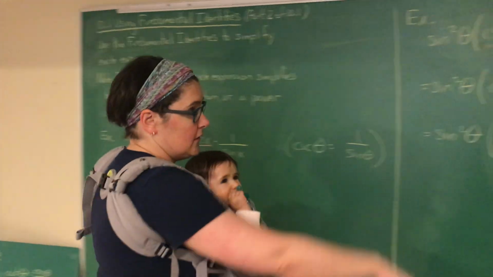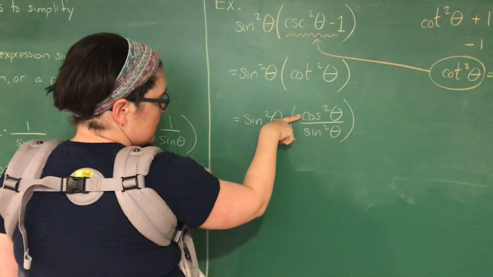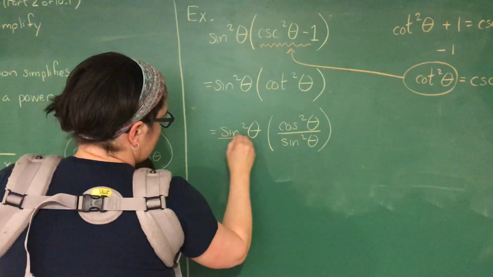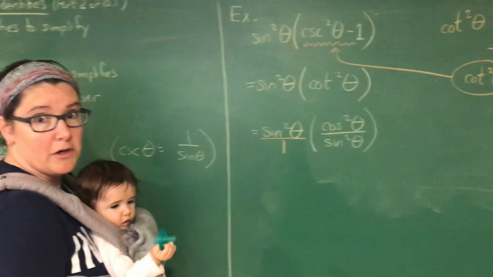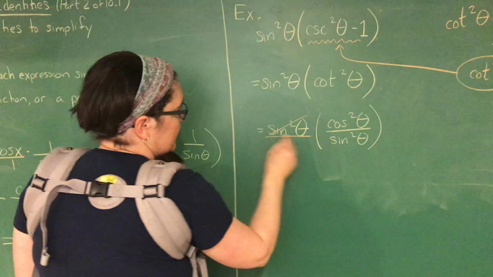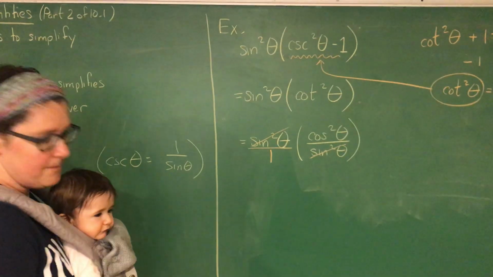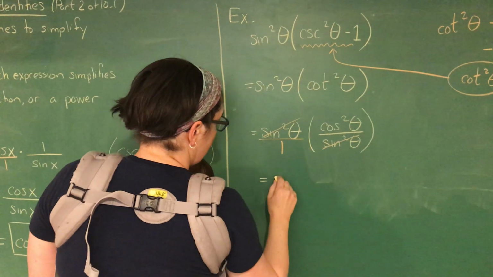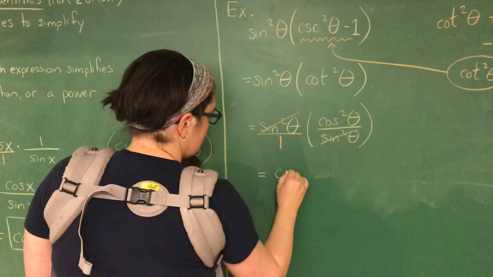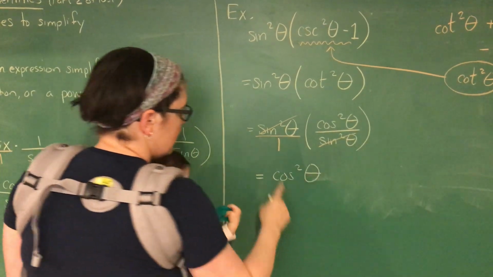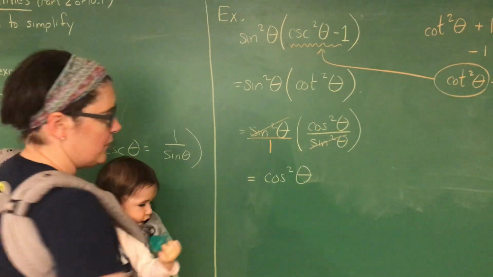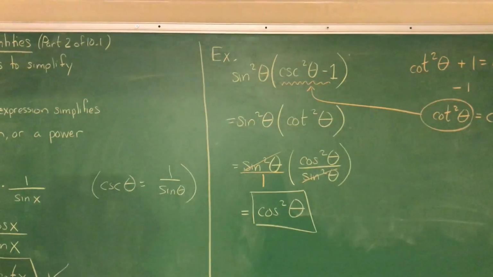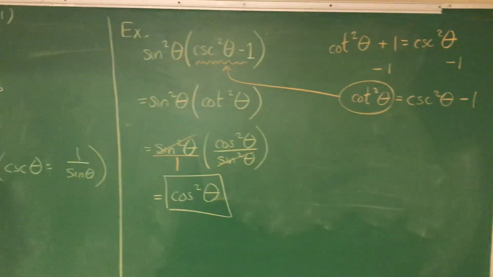All right. We've got sine squared theta times cosine squared theta over sine squared theta. When I think about this, our first sine squared theta is over 1, so I can cancel the sine squareds on the top and the bottom. All that I'm left with is cosine squared theta over 1, and I don't need to write the over 1 part. So we have now simplified our original expression into cosine squared theta.